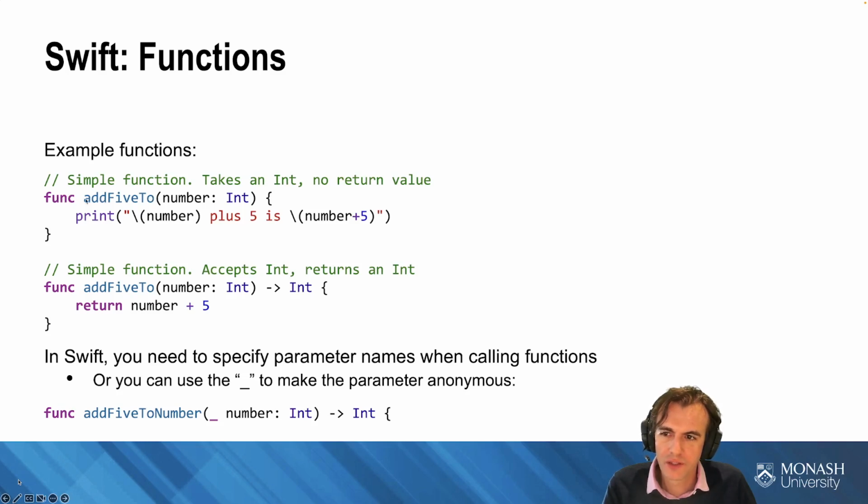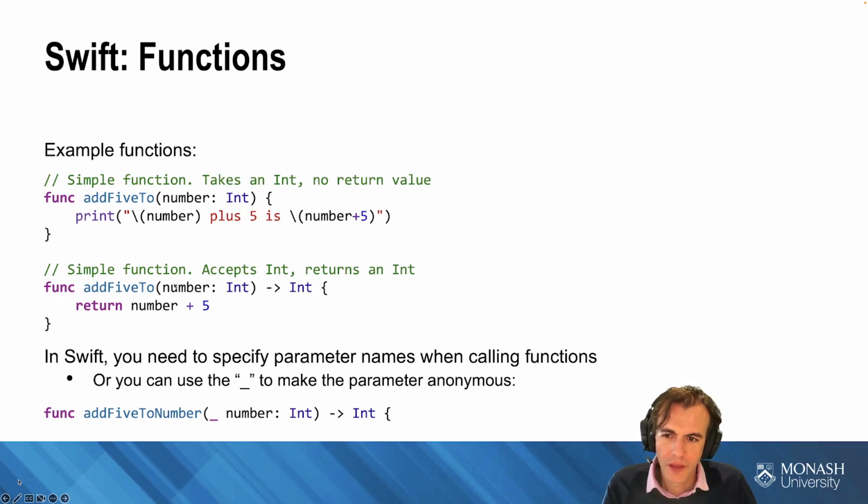So this is a function called add52. It has a parameter called number, and that parameter is an integer. Obviously, the parameter is available within the function, and this first function doesn't return any value. Here's an example of a function that returns an integer, and you just use the return statement to return that value.